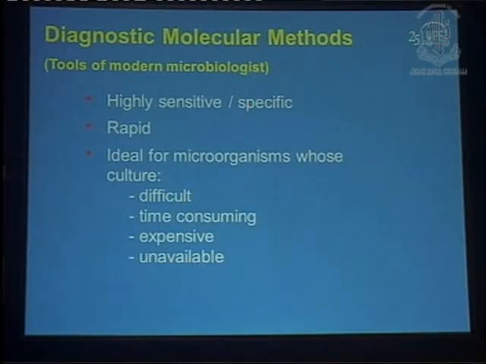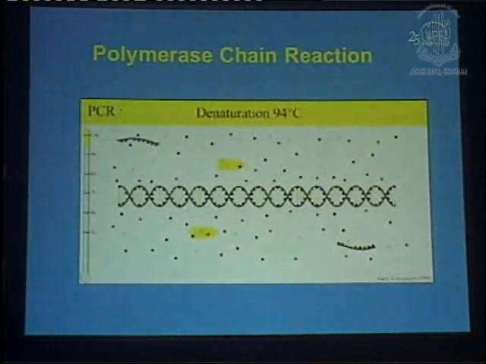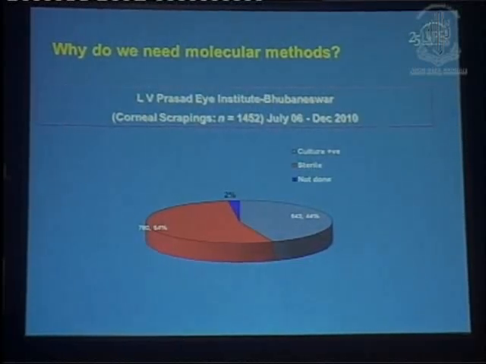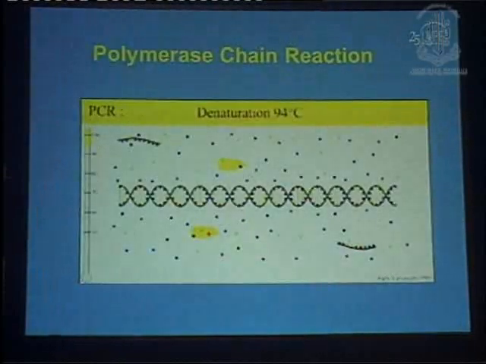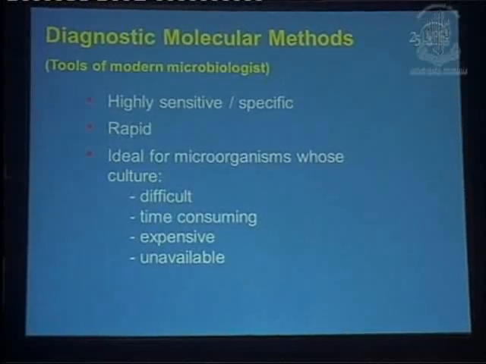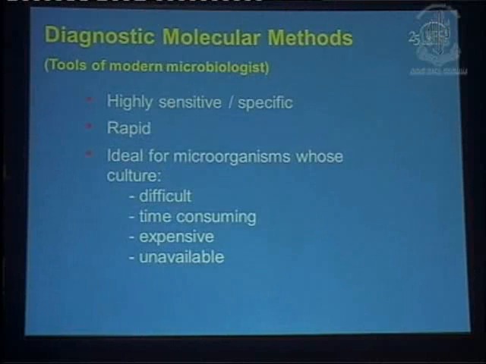Now, a few words about molecular methods. As this slide will show you, we have done everything that is possible for 1,452 patients, and we find that in nearly 40% of the patients there was no growth, but there was infection clinically. So we do feel that we might be missing some organisms by the methods that we are following, and the only way to find more organisms or to find out those missing ones is probably by molecular methods which allow us to detect the DNA of the organisms and also identify them.